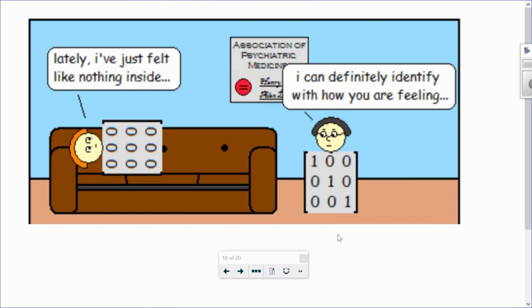Matrices are always fun to do. I like this little joke. Lately, I've been feeling like nothing inside. And then the doctor says, I can definitely identify, because that is the identity matrix, with how you are feeling.